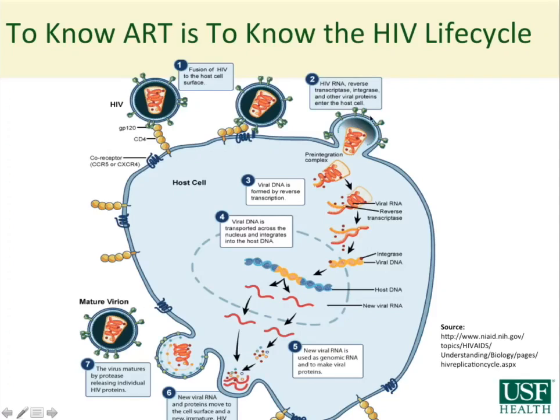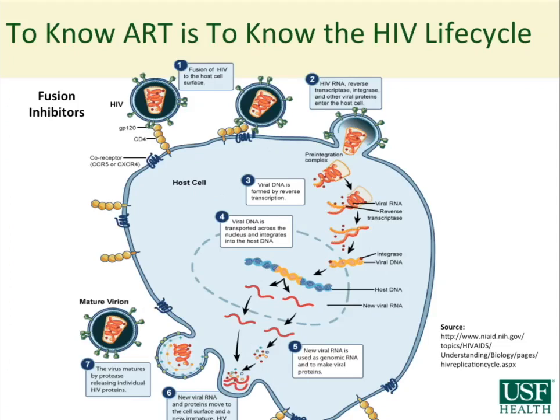and then basically the envelope fuses, and the viral RNA is reverse transcribed to viral DNA and becomes integrated in the host DNA, and then using the protease enzyme, it becomes new budding virions. And why that's important is because your ARTs are basically stopping a selective part of this production.